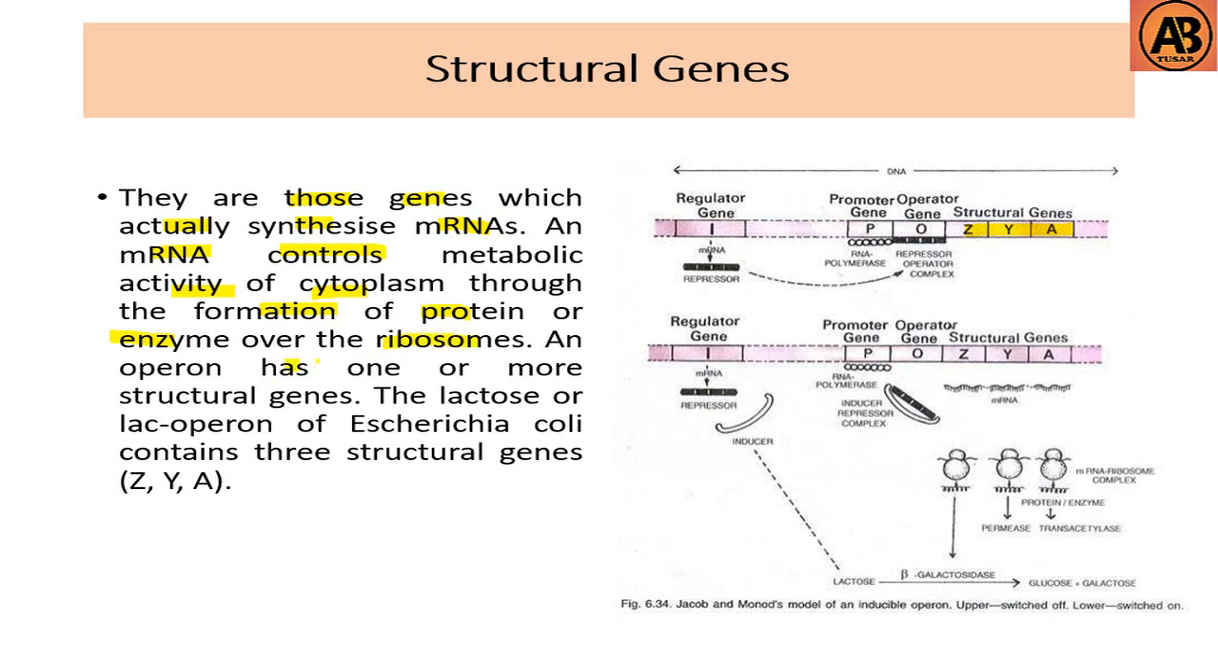An operon has one or more structural genes. The lactose or Lac Operon of Escherichia coli contains 3 structural genes, Z, O, A. So these are the structural genes.